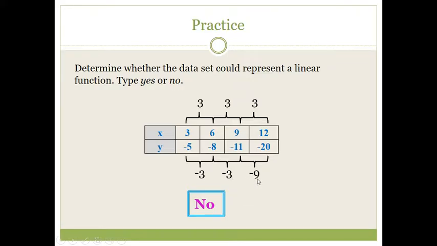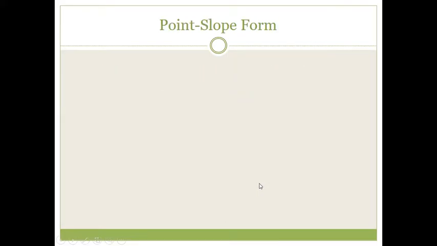So here we had a change of -9 in the y over that same interval in the x that was only going up by 3, and all the other y's were only going down by 3, and then all of a sudden it went down by 9, so it's not a function. It has to be the same all the way across.